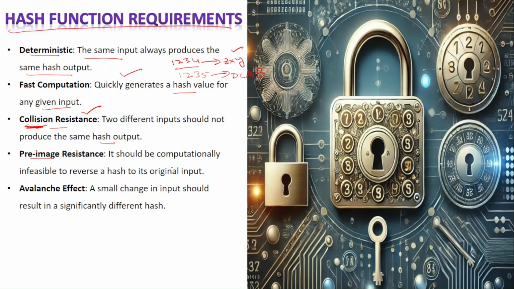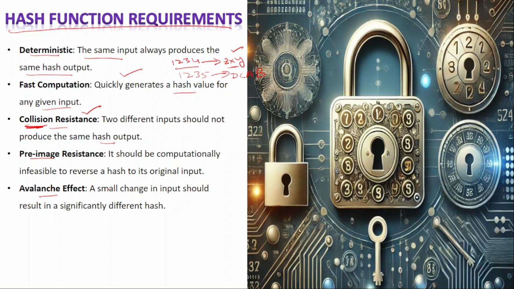Pre-image resistance: it should be computationally infeasible to reverse a hash to its original input. So reversing this hash to the original input should be computationally impossible. It means that it should be irreversible. You cannot reverse the hash to the original input.